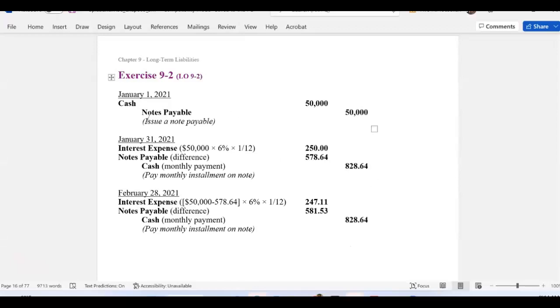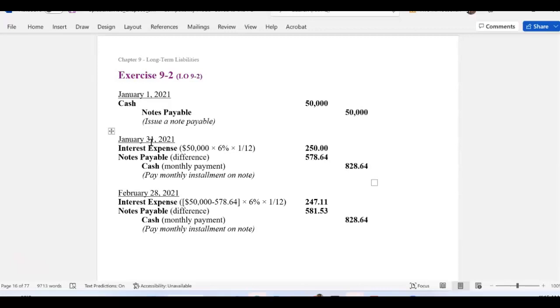So when you borrow, that means cash is coming in. You can use that borrowing for any reason, obviously. So cash is coming in, $50,000, and there's a note payable to recognize for that amount. That's a credit. So cash is debit, note payable credit. The first payment is January 31st of 2021. That means like 30 days later, right?